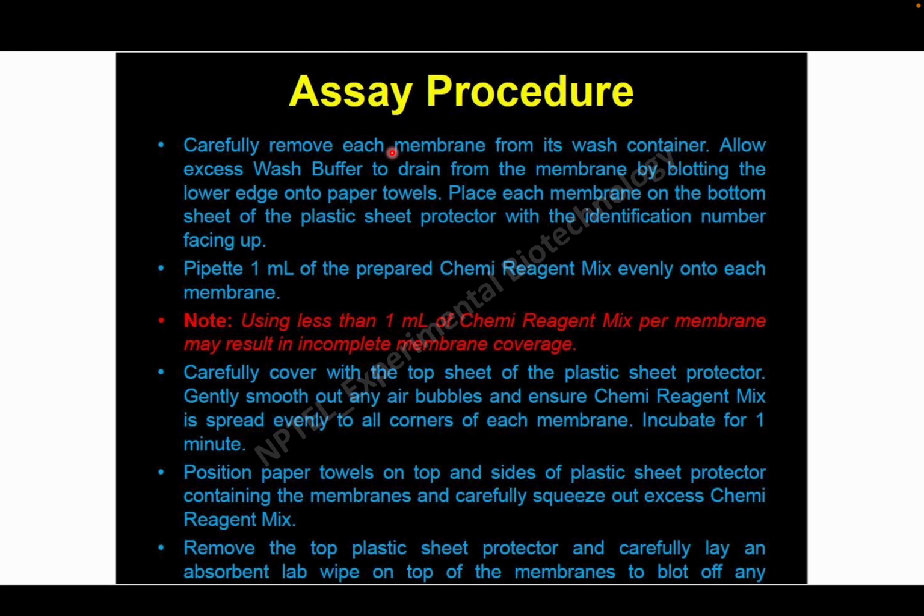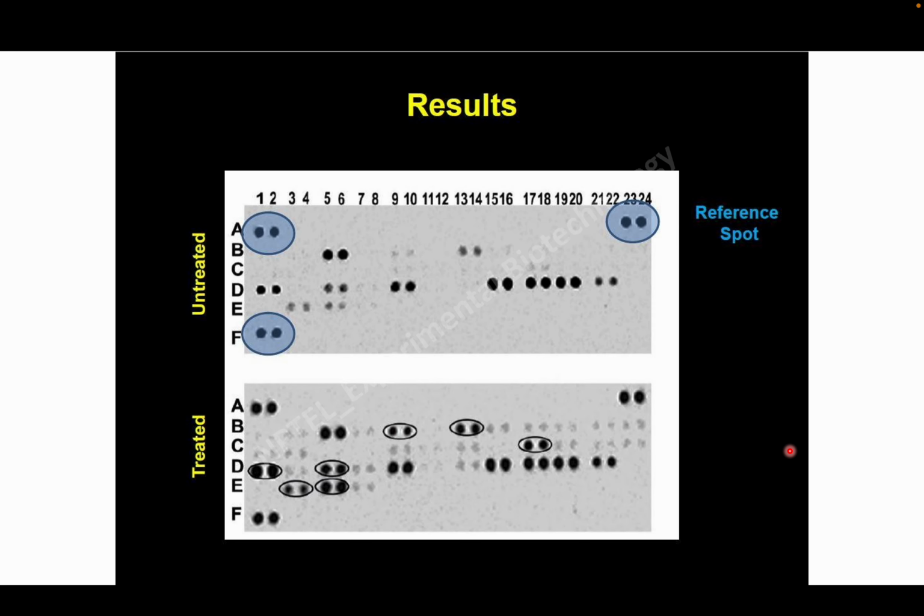After removing each membrane from the wash and allowing excess wash buffer to drain, you add chemi reagent and image the samples in the Chemidoc. So this is untreated, this is treated. These are some reference spots. Where your protein of interest is, the primary antibody and secondary antibody will bind accordingly and give you color.